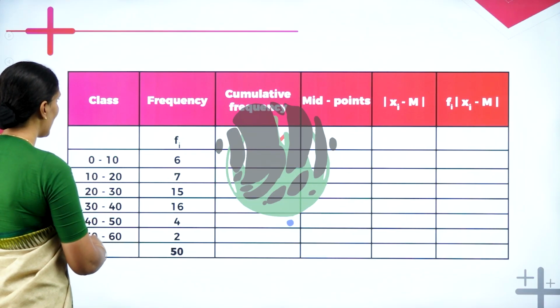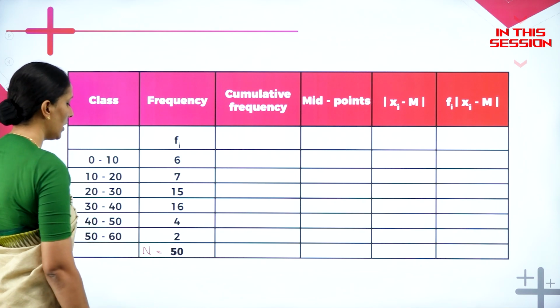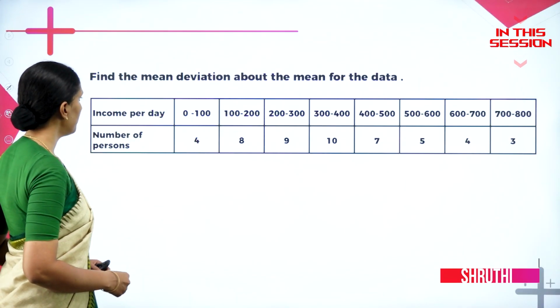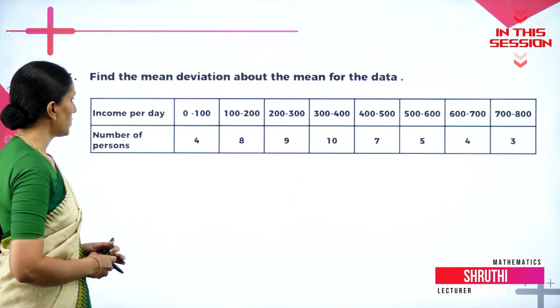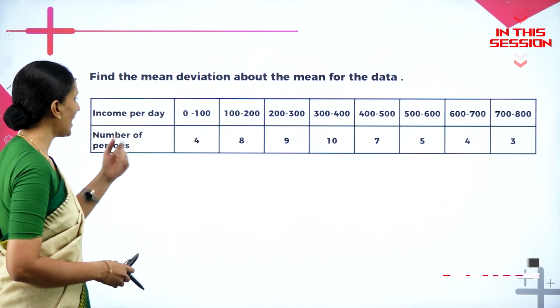Once we have written the class interval and frequency, we'll get the total number of observations. So here we got n is equal to 50. So here we have income per day and number of persons. Income is given in terms of rupees here, and this is the number of persons who get that income.